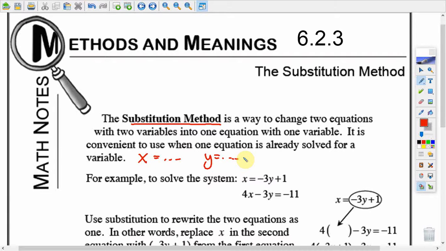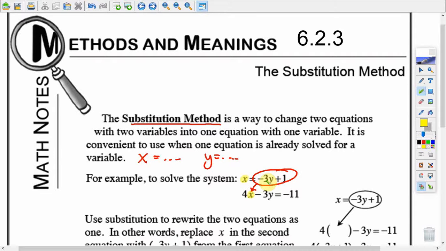For example, to solve the system x equals negative 3y plus 1 and 4x minus 3y equals negative 11, we can use substitution to substitute the negative 3y plus 1 in the first equation into the x in the second equation. And that's because we're going to replace this x, or substitute that x, with what it's equal to. So those two are equal to each other, so we can replace it with negative 3y plus 1.